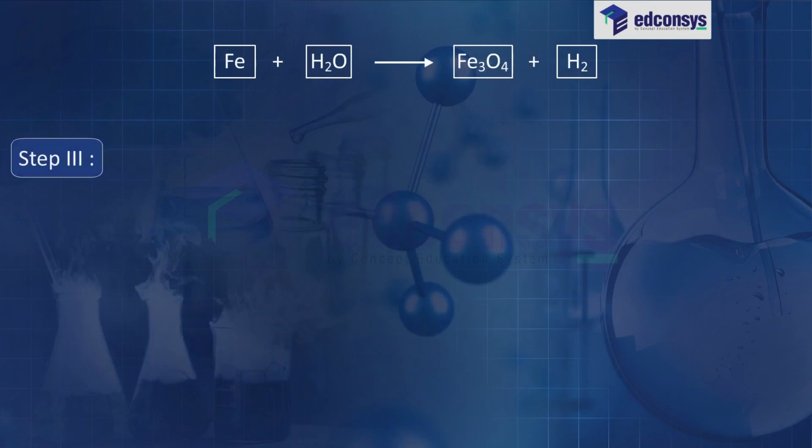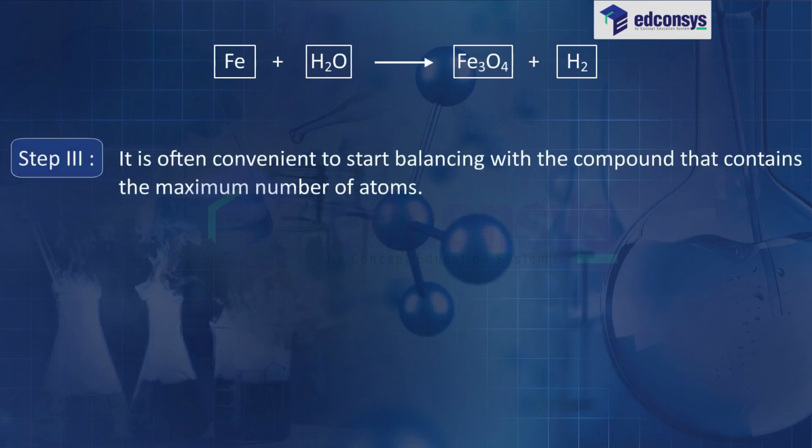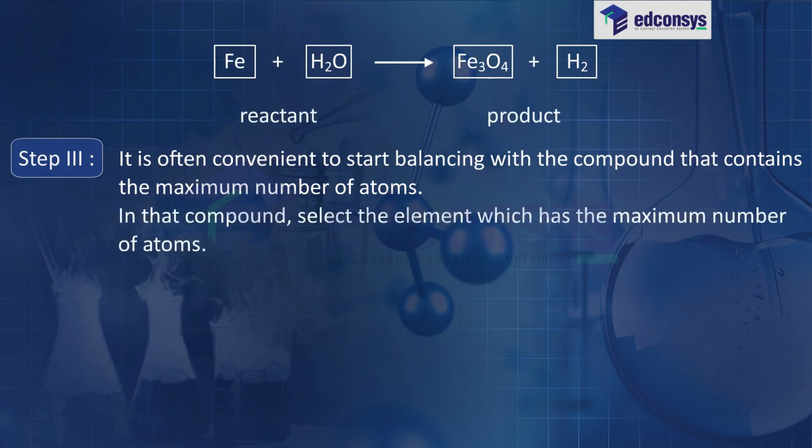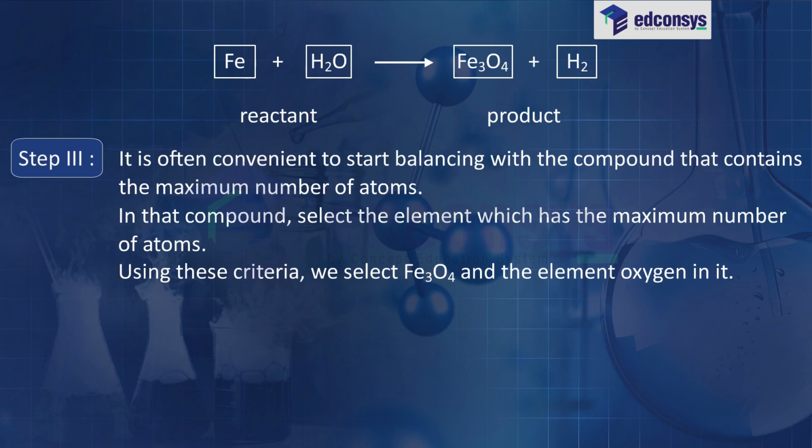Step 3. It is often convenient to start balancing with the compound that contains the maximum number of atoms. It may be a reactant or a product. In that compound, select the element which has the maximum number of atoms. Using these criteria, we select Fe3O4 and the element oxygen in it.